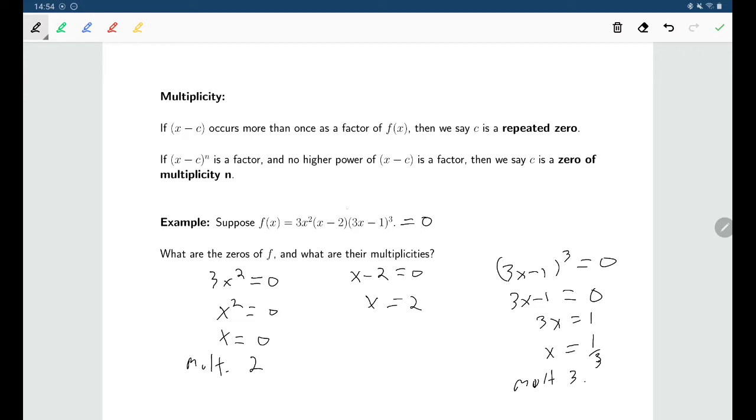And then finally, for the last one, x minus 2, that factor only showed up once, which means x equals 2. That's a 0 that only has a multiplicity of 1.